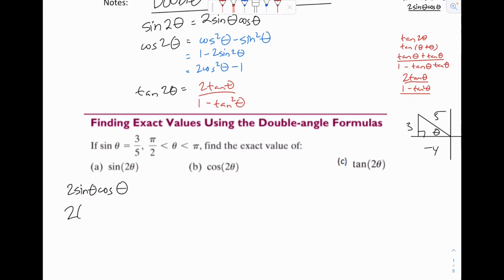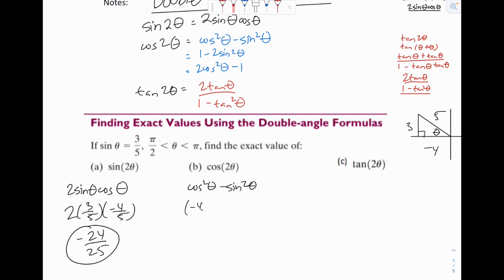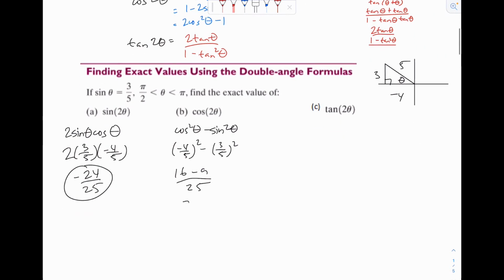2 times sine theta, which is 3 over 5, times cosine theta, which is negative 4 over 5. The answer is negative 24 over 25. Cosine 2 theta, that's just cosine squared minus sine squared. So that's negative 4 over 5 squared minus 3 over 5 squared. That is 16 minus 9 over 25, which is 7 over 25.